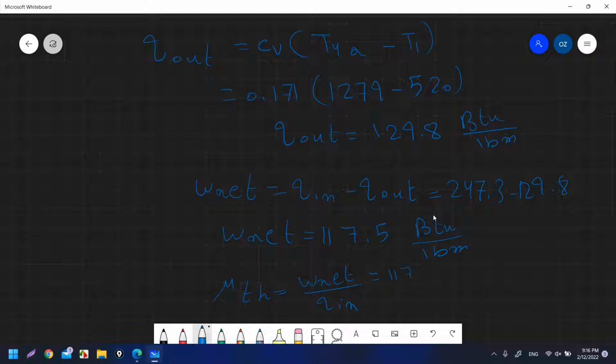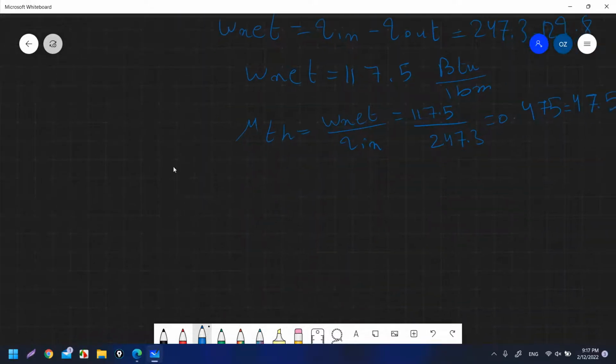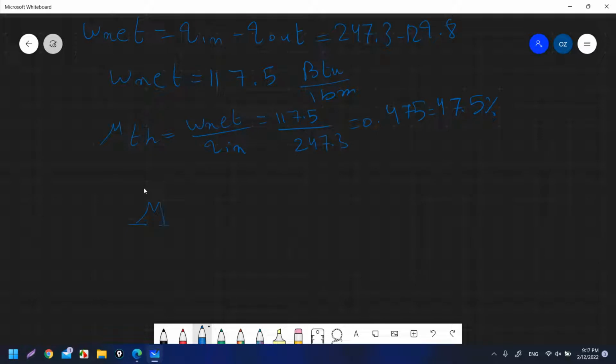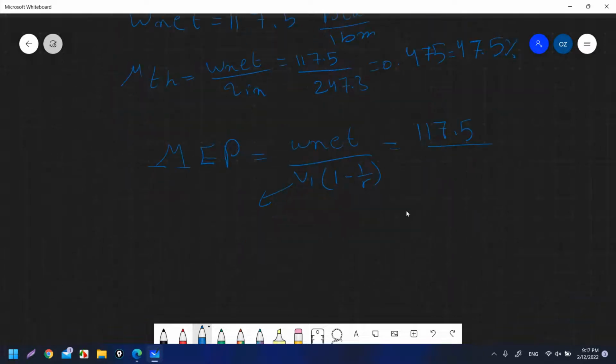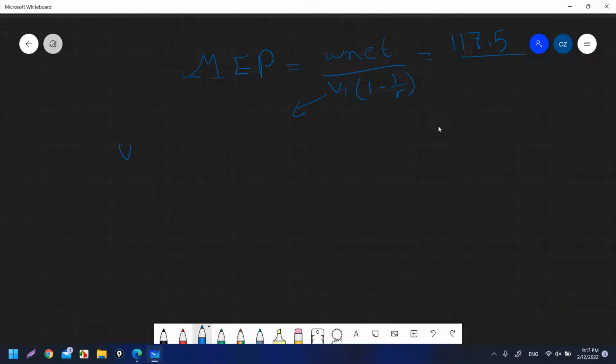W net is 117.5, Qn is 247.3, and this will give you 0.475, equal to 47.5%. Okay, for the last part, the mean effective pressure. From the last video, we knew that the most used equation is W net over V1 times (1 minus 1 over R). W net is 117.5, and V1 you have to calculate using the ideal gas law.